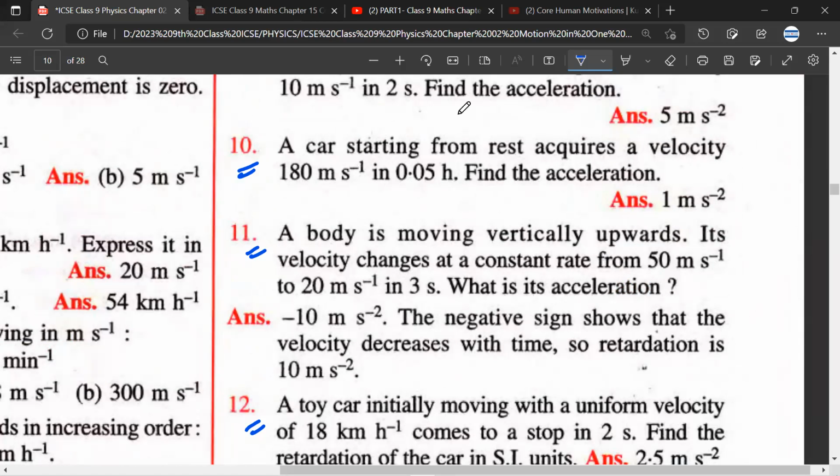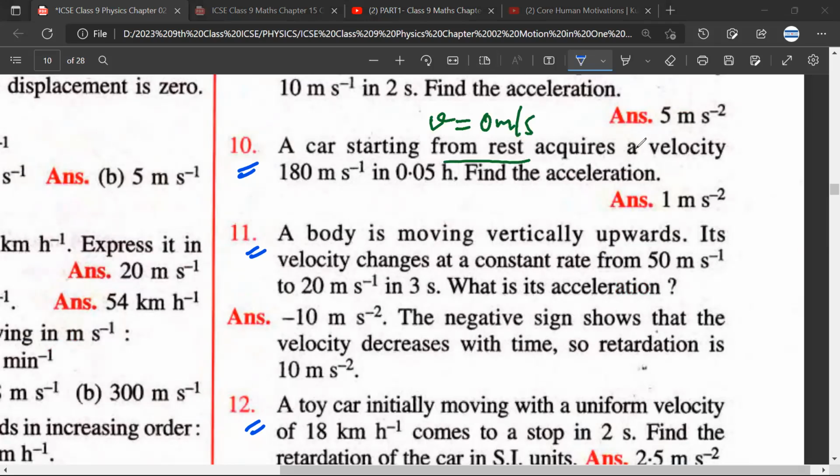Are we clear? Again, basic numericals just to refresh our knowledge of acceleration. They are not very high funda numericals. So start from rest. Whenever something starts from rest, it implies that the initial velocity is 0 meter per second, acquires a velocity of 180 meter per second in 0.05 hours.